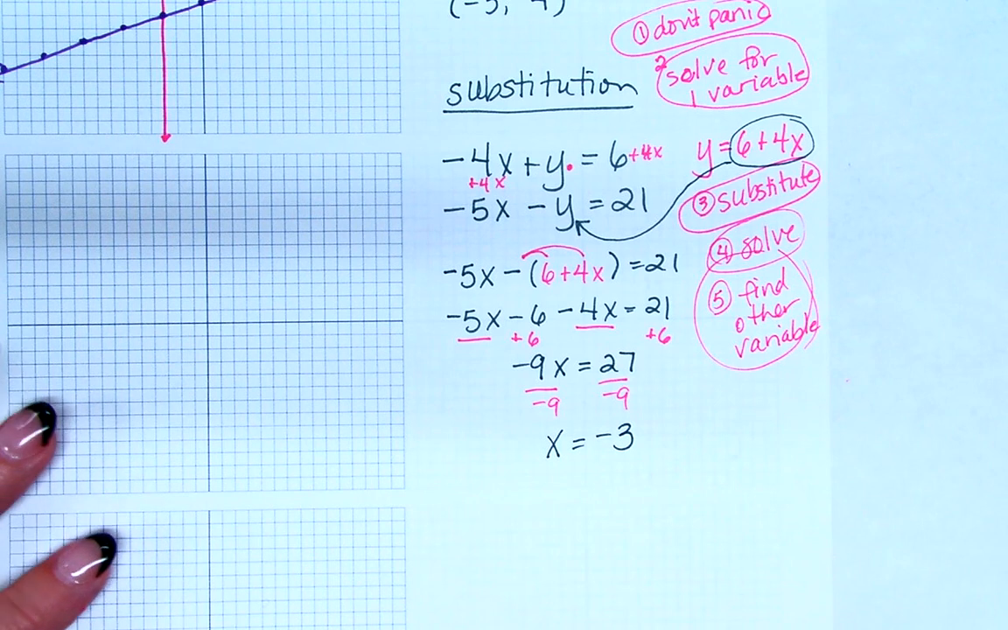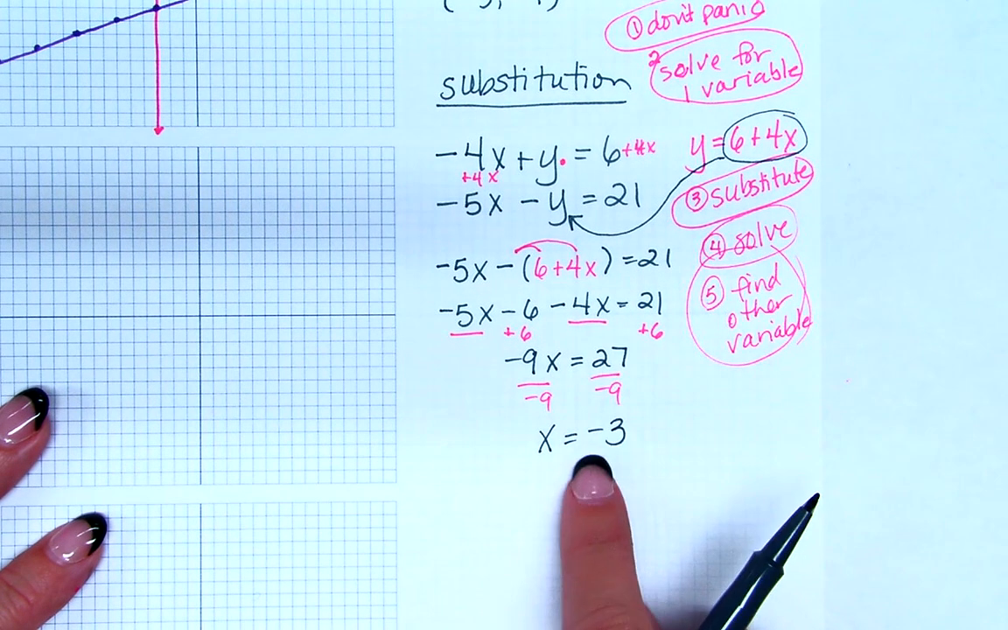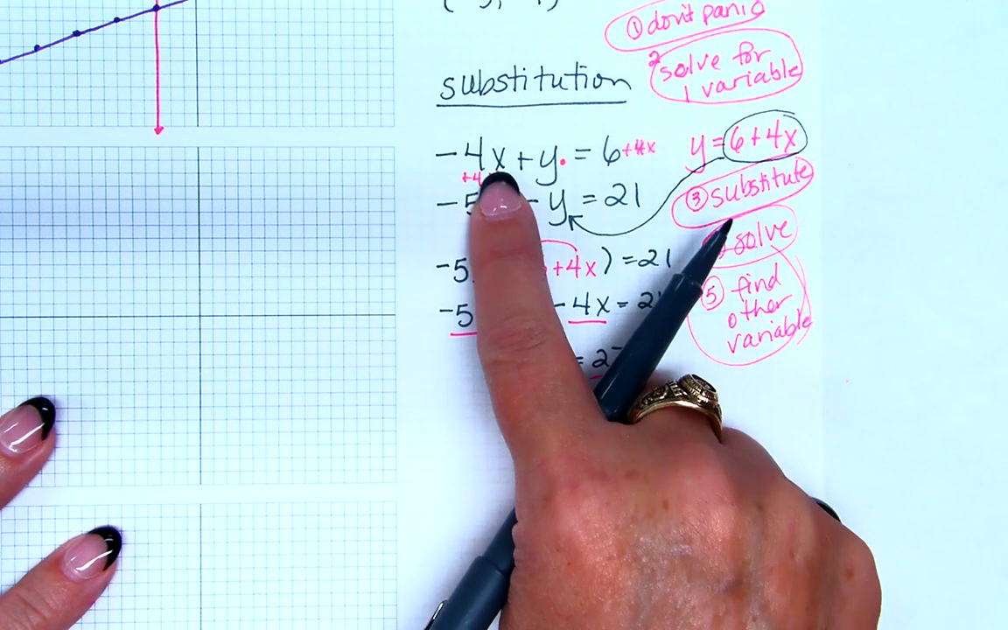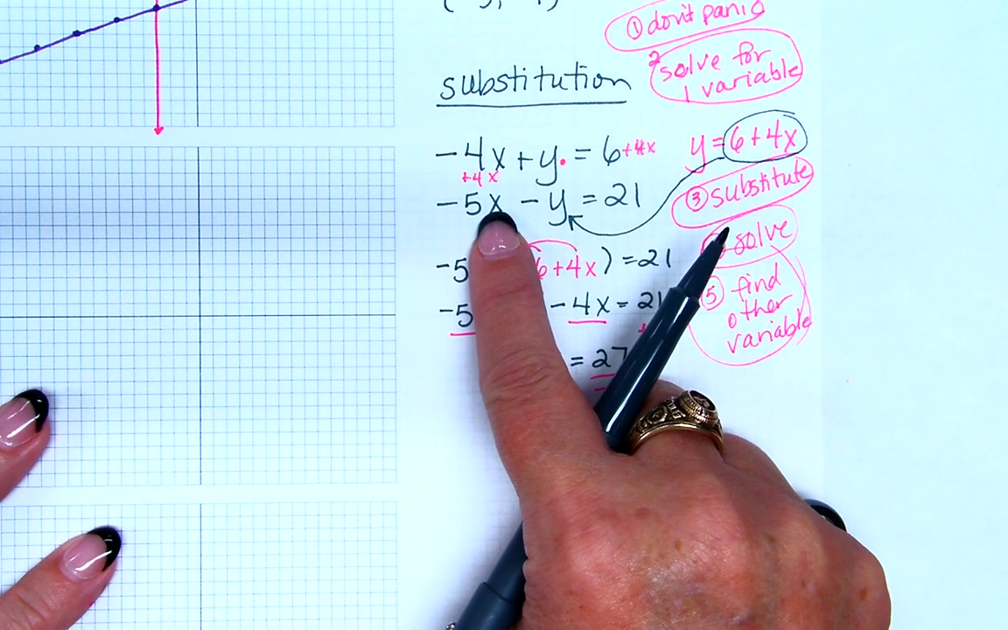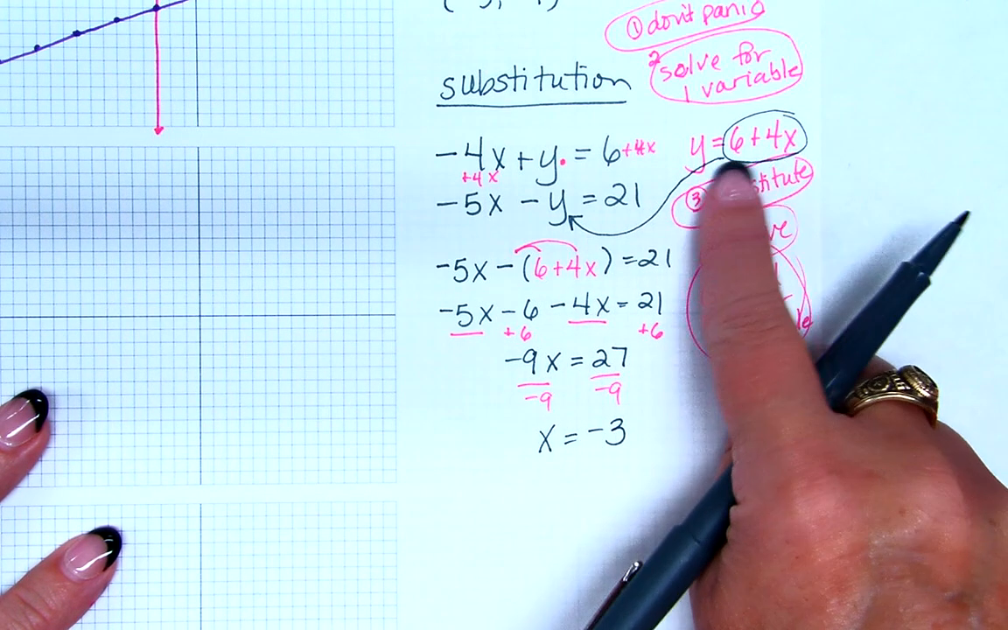How do I do that? Where do I plug it in to find y? Plug x in the x. Like up here? Yes, I mean, I could. But, yeah, couldn't I go here? Isn't y already solved for right here?